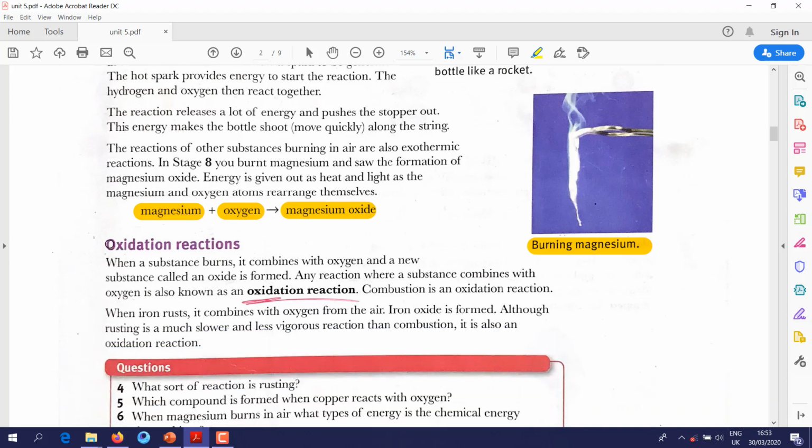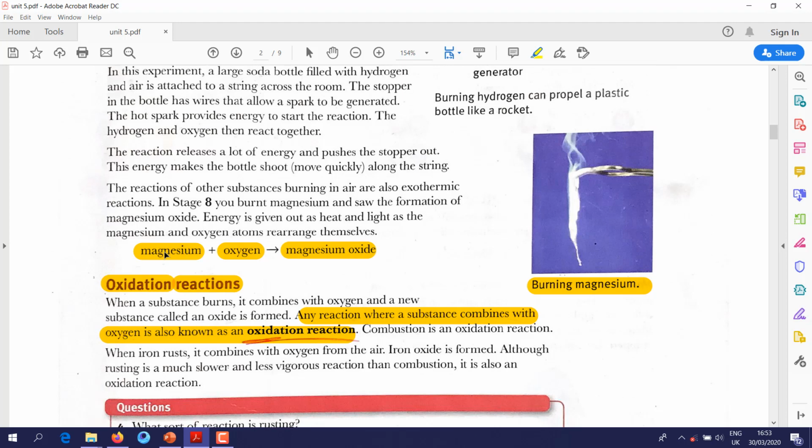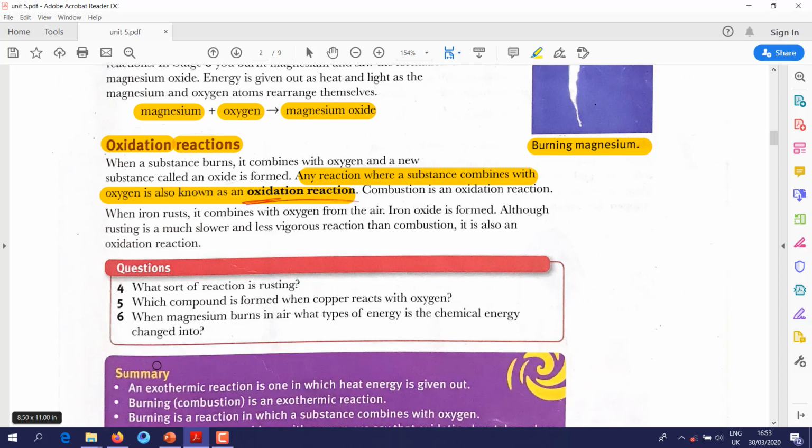Another kind of reaction we call oxidation reactions. What do you mean by oxidation reactions? The word oxidation comes from oxygen. Any chemical reaction where a substance combines with oxygen is known as an oxidation reaction. So here we have magnesium combined with oxygen. So this kind of reaction is what? It's an oxidation reaction. Again, an oxidation reaction is any chemical reaction in which a substance combines with oxygen.